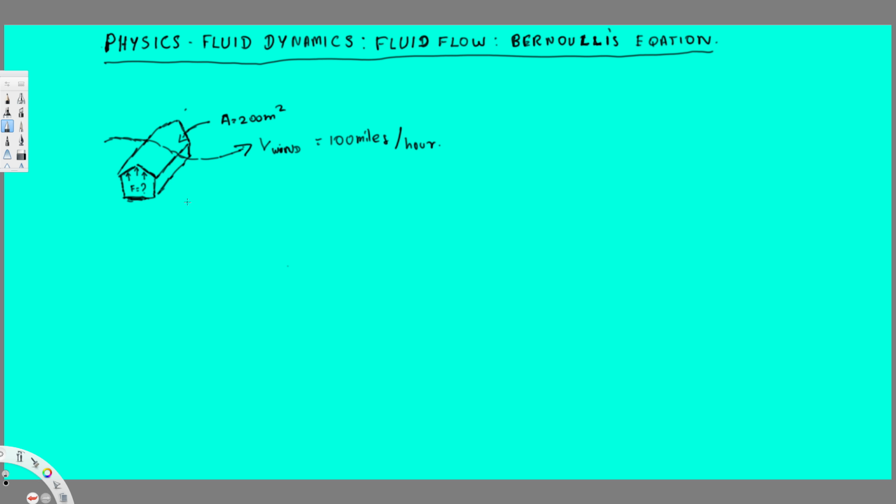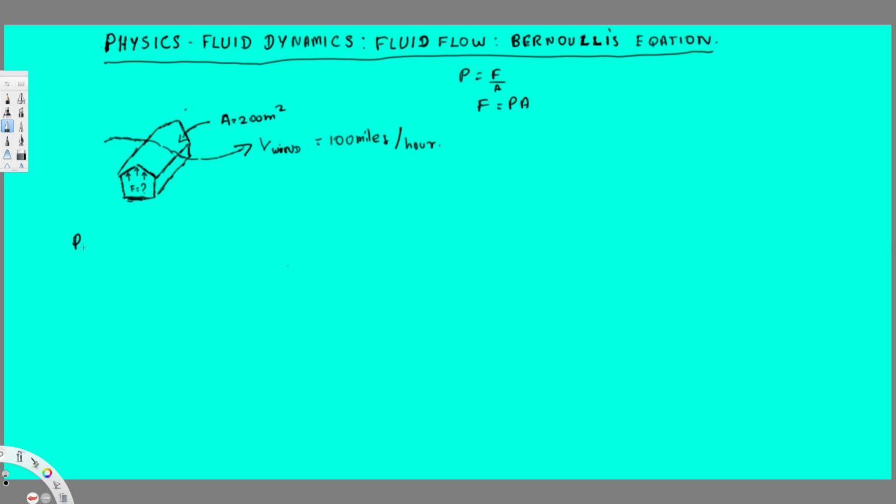So first of all, P is equal to F over A, so F is equal to P times A. Therefore we have to calculate the pressure. So let's calculate that one. To find that, I have to use Bernoulli's equation.